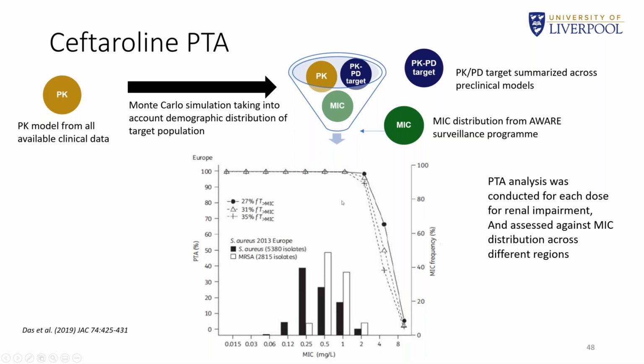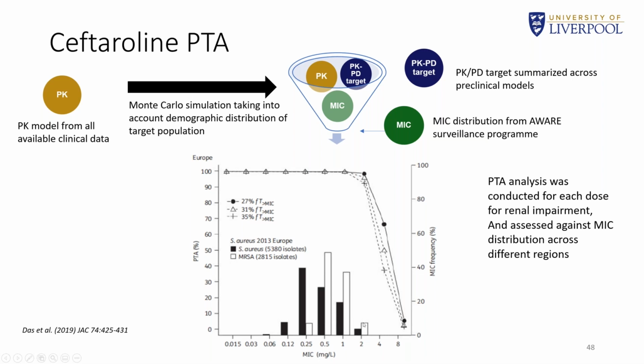So this graph here is showing the PTA analysis for the stasis target in the round black circles, 1 log kill by triangles, and 2 log kill, which I think is the cross signs. And the proportion of the MIC distribution used, this is showing the European geographical location. So in this, out of that larger AWARE program, this is 5,380 isolates.